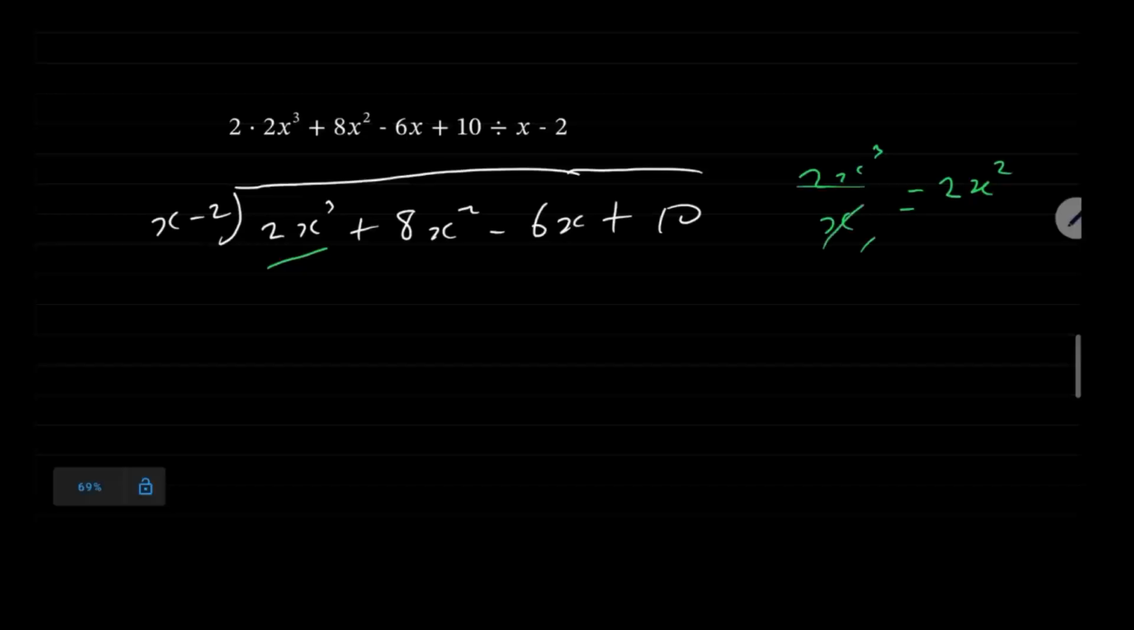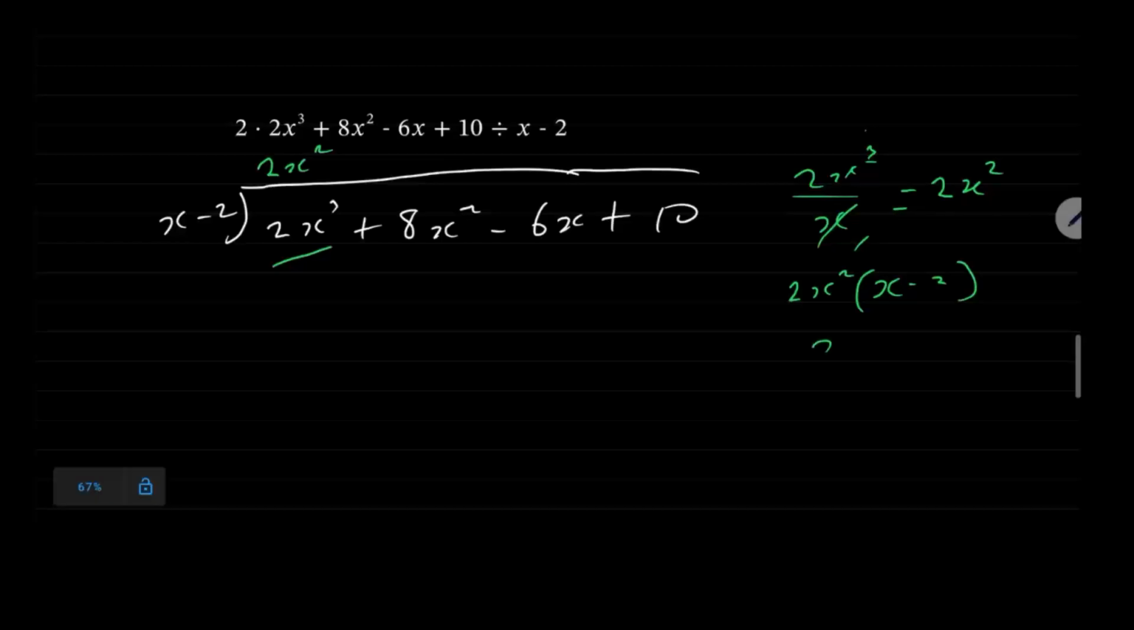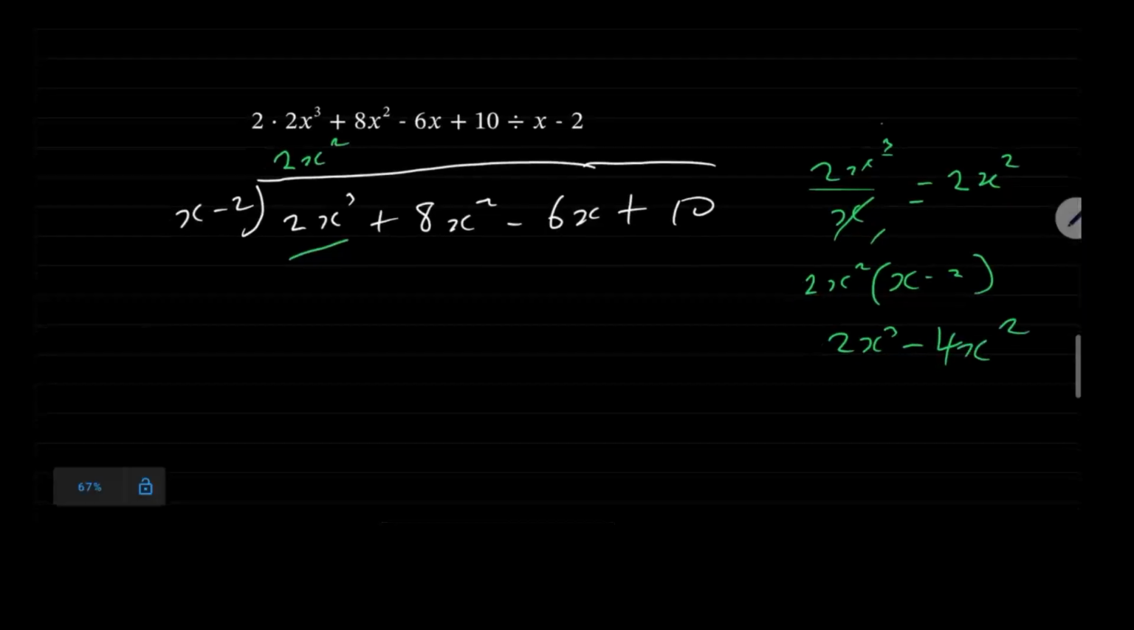Because 1x cancels with this one, so we got that. So our answer here is 2x squared, and we write it on top here, 2x squared. Now we are going to multiply the 2x squared by the divisor, right? That gives us 2x squared times x minus 2. In this situation, we're going to have 2x cubed minus 4x squared, and that makes perfect sense.